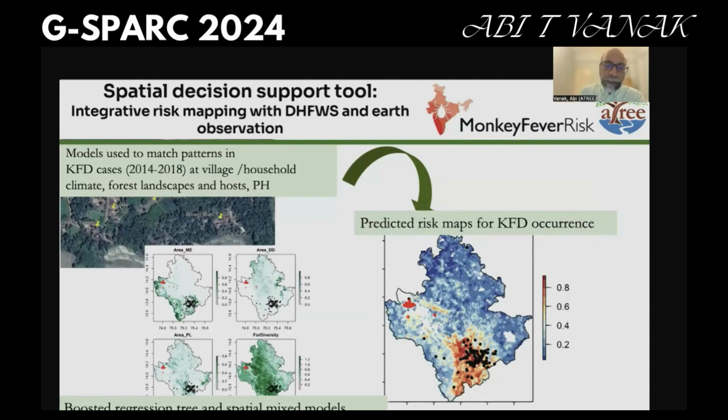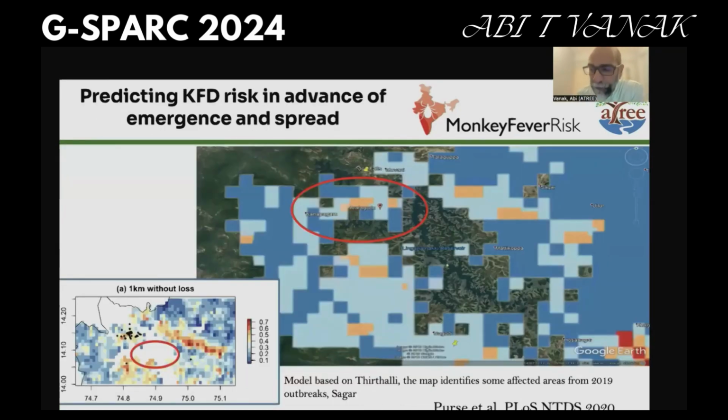and built predictive models that allowed us to test which areas are most susceptible for outbreaks of KFD. All the black spots in these models that you see are from past cases of KFD. We use these models to match patterns in KFD cases at the village, household, climate, forest landscape, and host levels. Based on this, we are able to predict where KFD would occur in future. Based on these models, and I apologize for the sound disturbance, we were able to predict KFD risk in advance of emergence and spread.